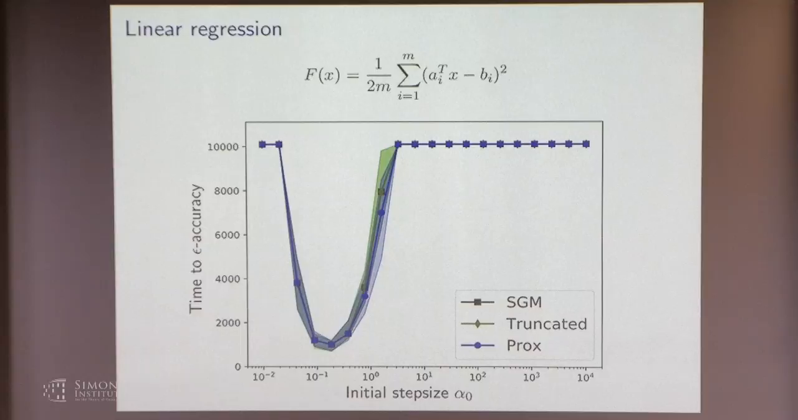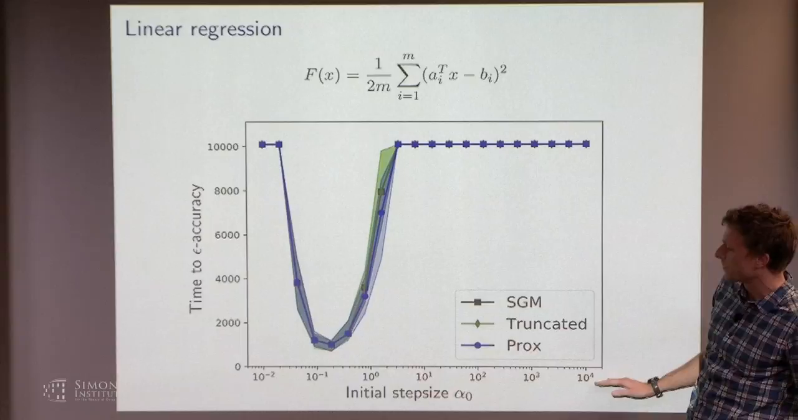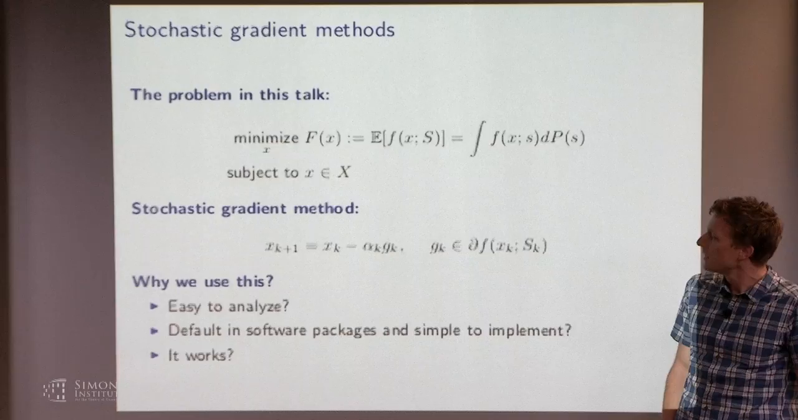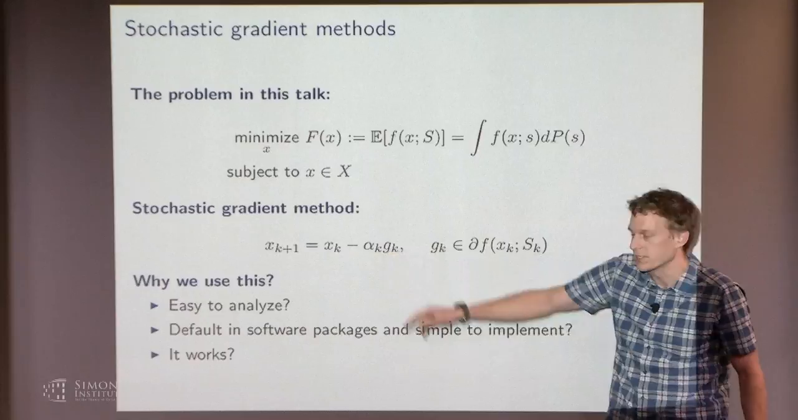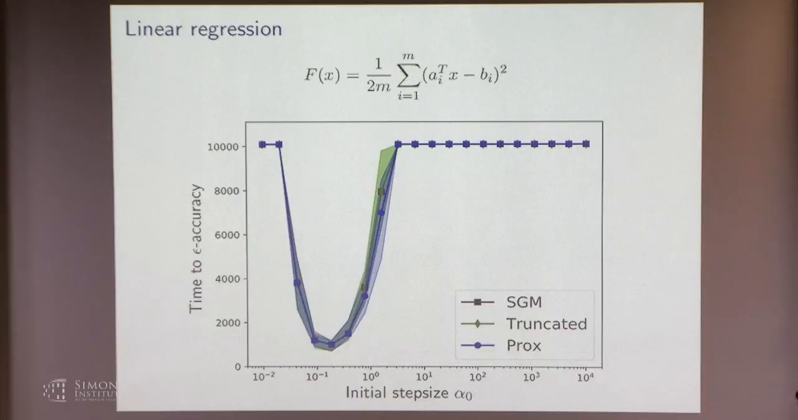That's what it's going to be for this talk. So this is my objective. On the horizontal axis, I'm plotting the initial step size I feed into my methods, so these are x minus alpha g_k. So this is some initial step size. And on the vertical axis is the number of iterations my stochastic method takes to solve the problem to some epsilon accuracy. What that is is not super important. Okay, there are three methods: the stochastic gradient method, what I'll call the truncated methods, and what I'll call the prox methods.